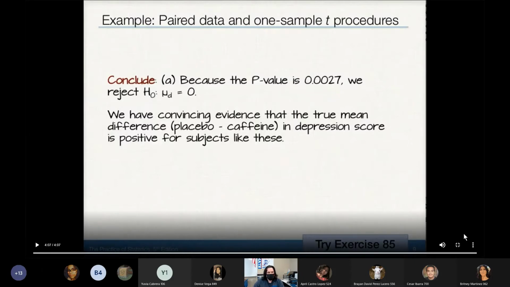Are there any questions about this example? Anything you'd like me to review?